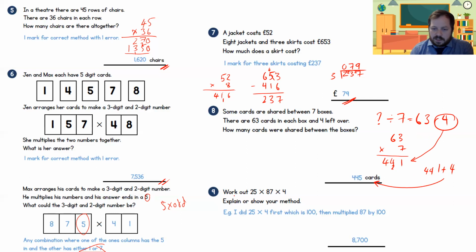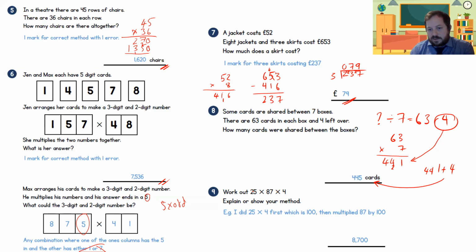Then question 9, work out 25 times 87 times 4. Explain or show your method. So you could say I did 25 times 4 first, which is 100, then multiplied 87 by 100. And that's the easiest way to do it, because 25 times 4 is 100, and timesing by 100 is very nice and straightforward, and it's simple like that.